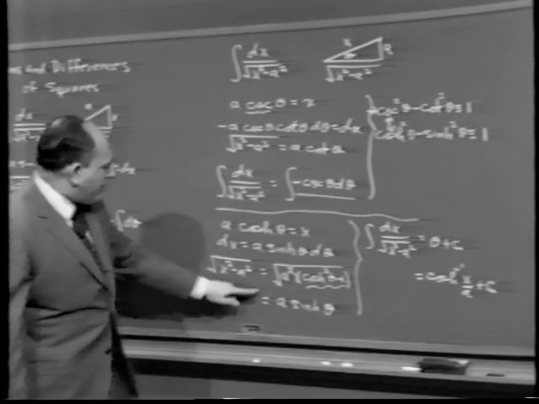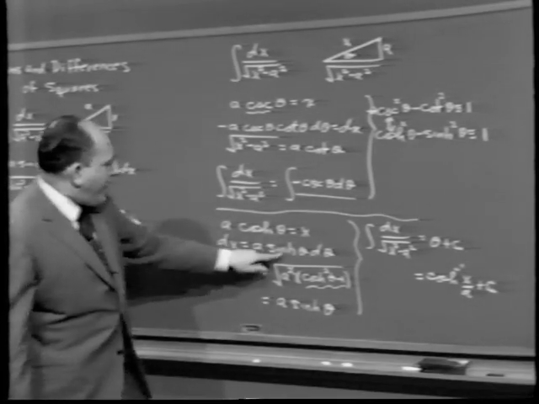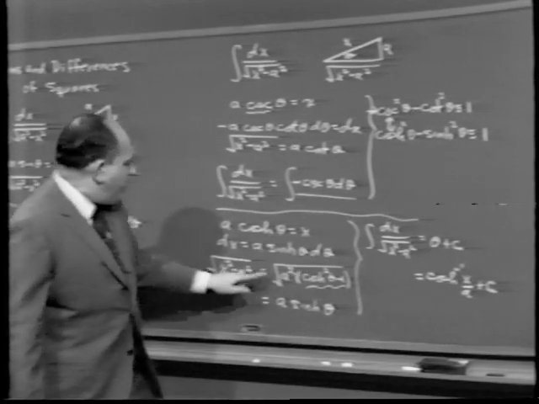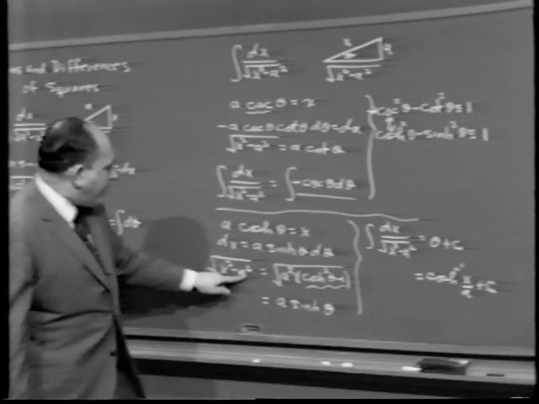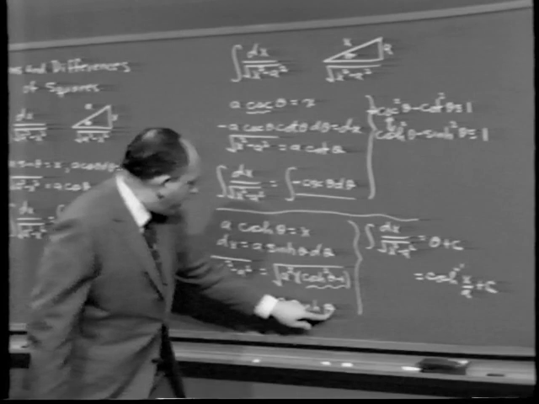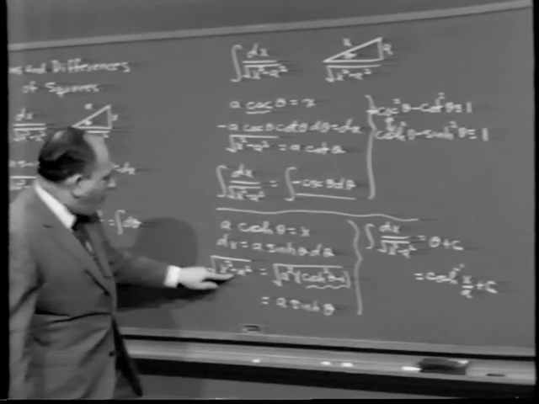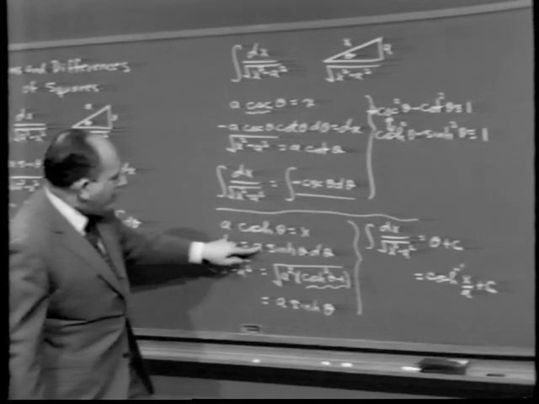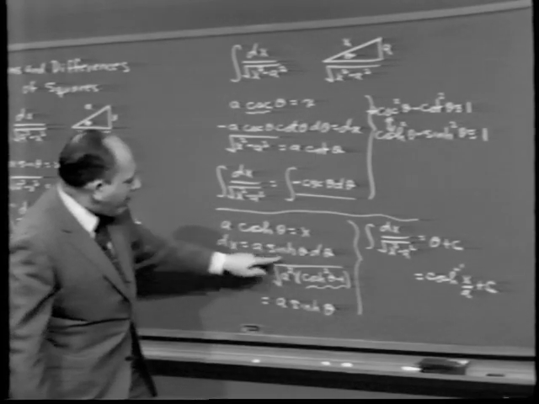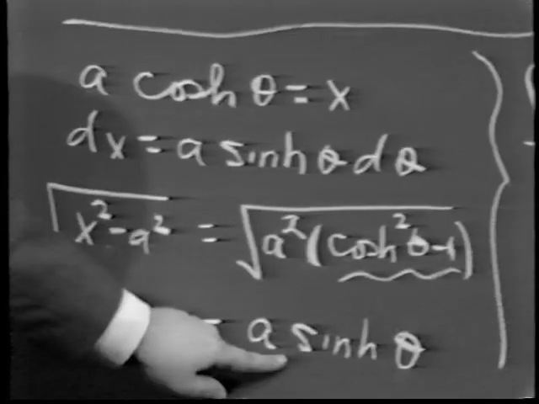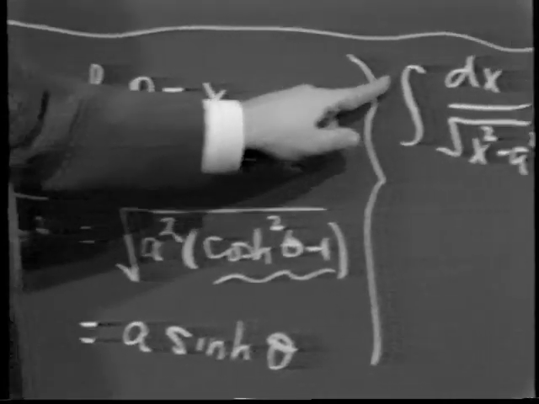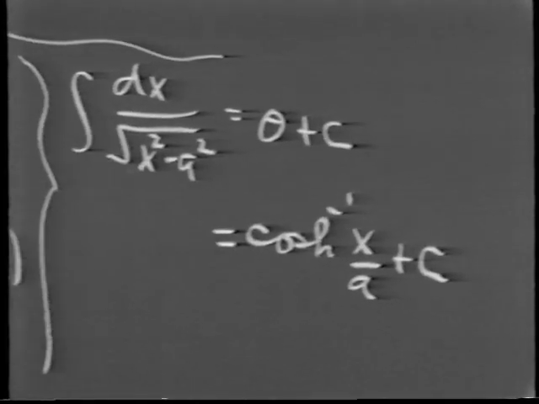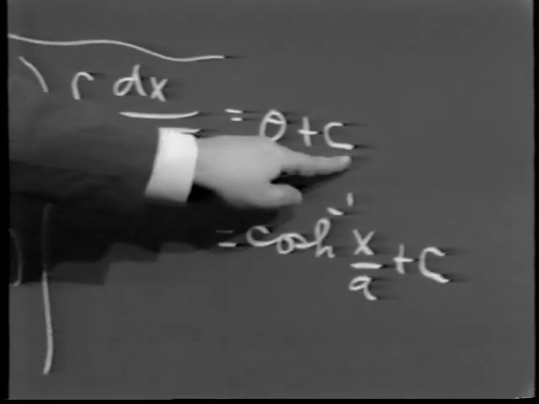At any rate, to make a long story short here, dx is a sinh theta d theta. The square root of x squared minus a squared is a sinh theta. Therefore, dx over the square root of x squared minus a squared, well, look how nicely this works out. The a sinh theta cancels from both the numerator and the denominator, and it turns out that the integral I'm looking for, dx over the square root of x squared minus a squared, is just theta plus a constant.